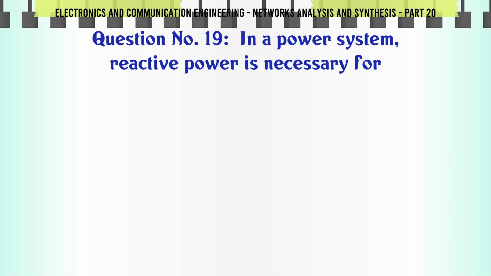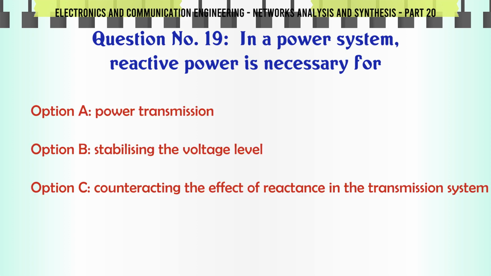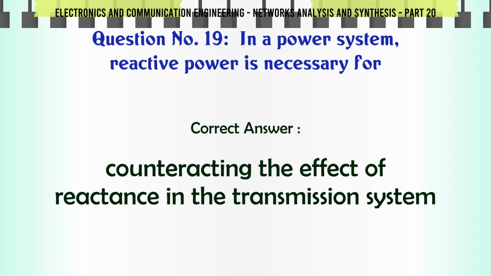In a power system, reactive power is necessary for: A. Power transmission, B. Stabilizing the voltage level, C. Counteracting the effect of reactance in the transmission system, D. None of the above. The correct answer is counteracting the effect of reactance in the transmission system.